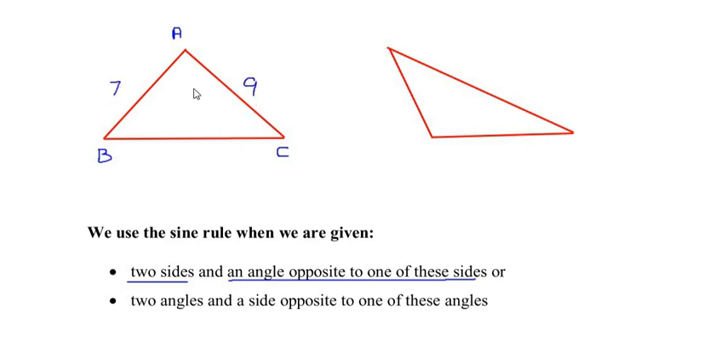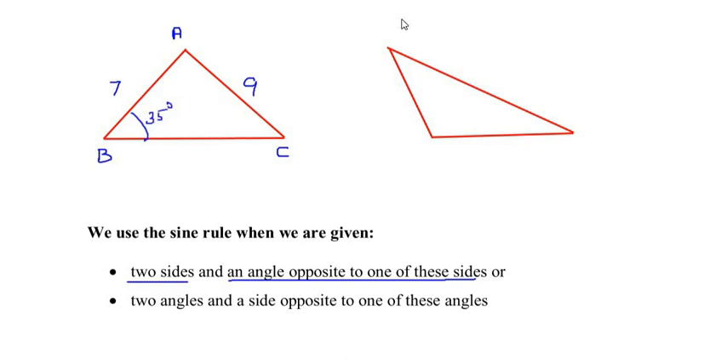So you have to see if 2 sides in a triangle are given and an angle opposite to one of these sides. Either this angle should be given, for example 30 degrees because it is opposite to side 7, or you could be given an angle which is opposite to 9, for example 35 degrees. So whenever you are going to solve an example using the sine rule, make sure that it has at least 2 sides and one of the opposite angles is given.